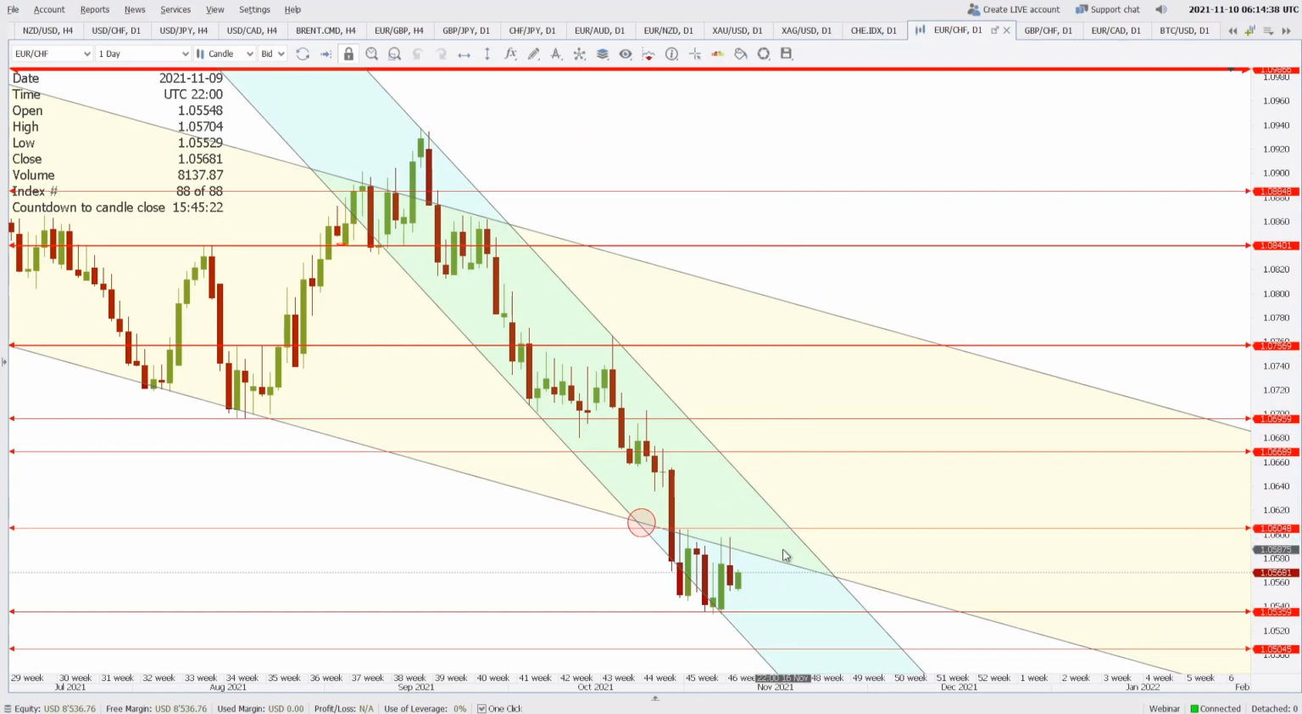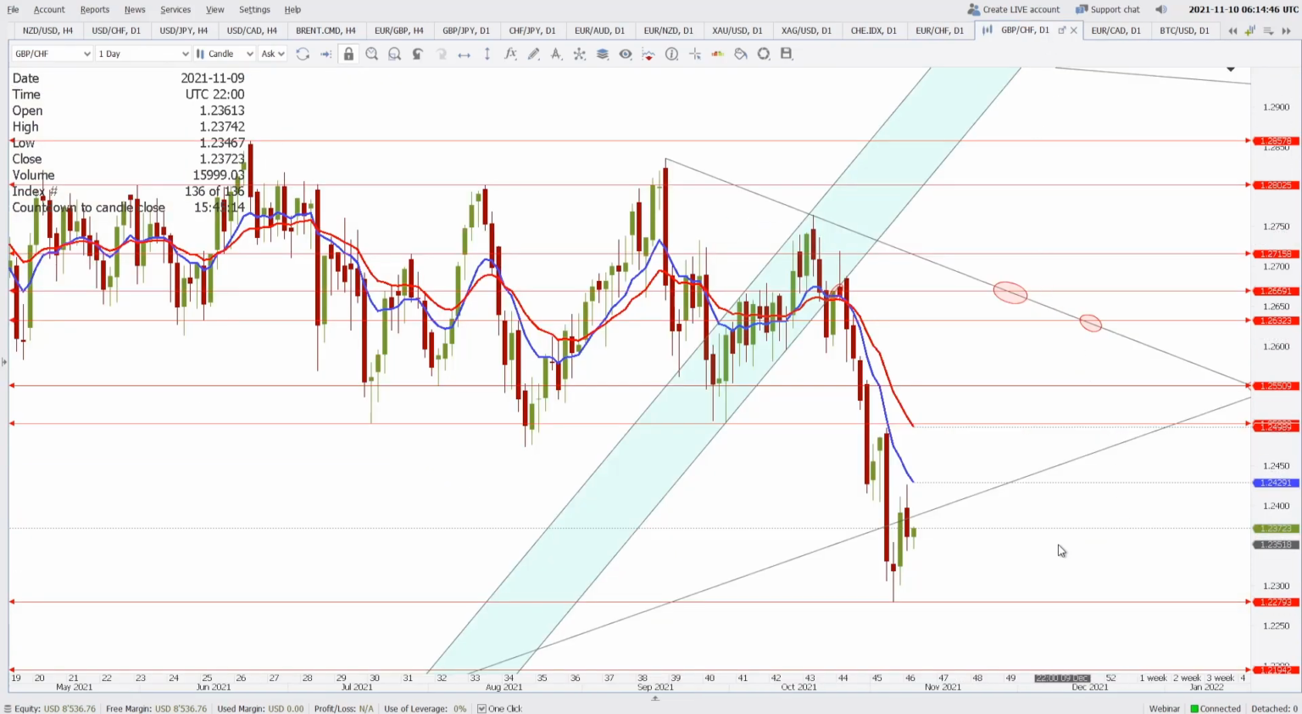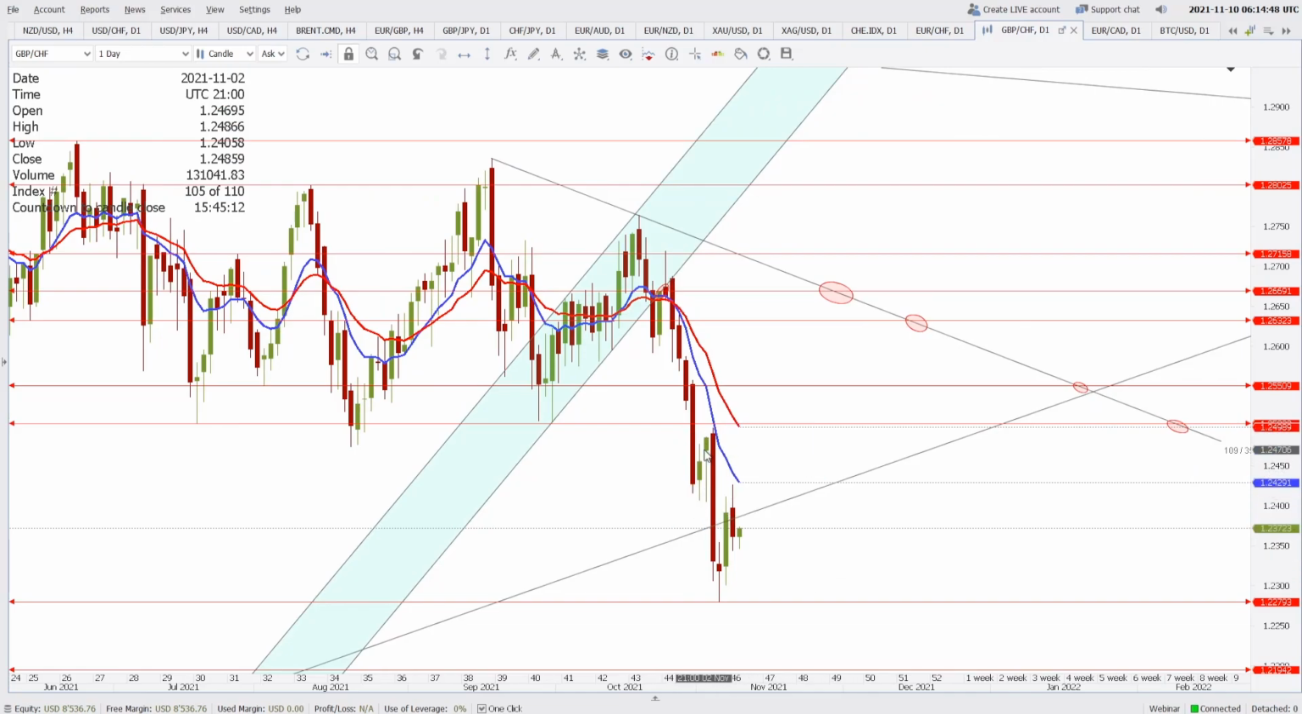EURCHF is trading between the resistance of 1.0604 and the support of 1.0535. Nothing much on this market, so just stay away from it. GBPCHF also is trading between support and resistance levels. Support is at 1.2279, resistance is at 1.2503.